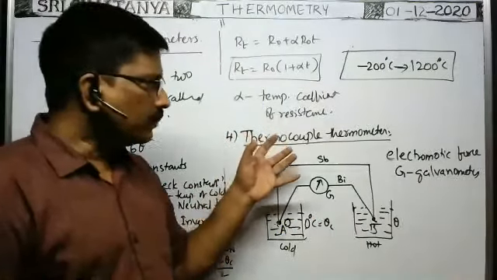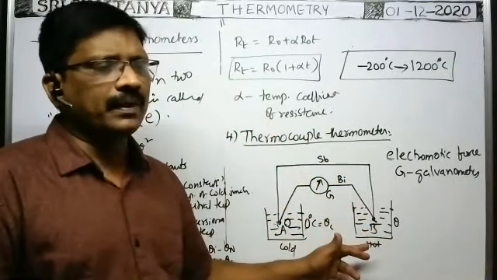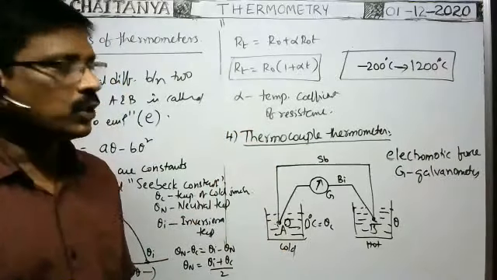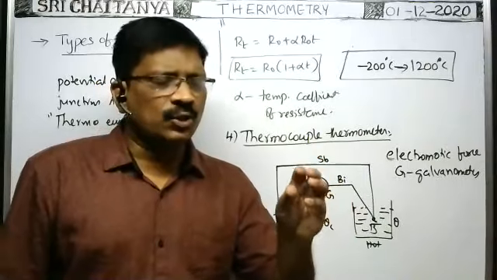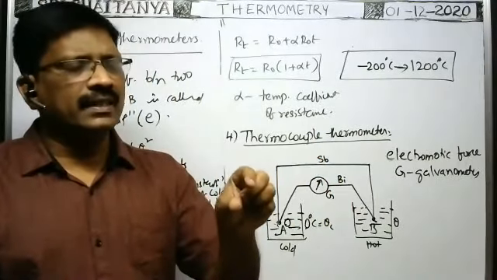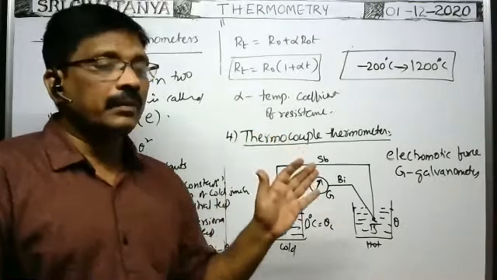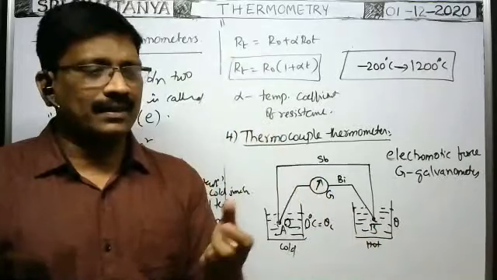Because the junctions have less thermal capacity, we can measure temperatures more accurately. With this thermocouple thermometer, very small temperatures, like 0.0025 degrees centigrade, we can measure accurately. And this thermocouple thermometer is used to measure the temperatures of wild animals like lions, etc.